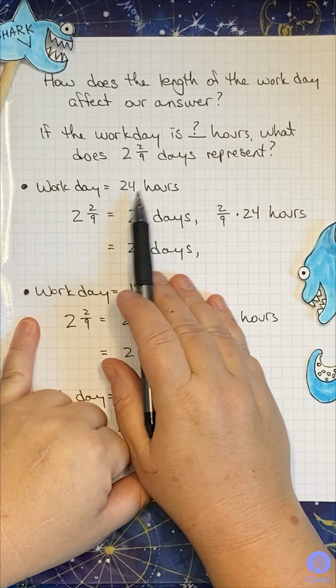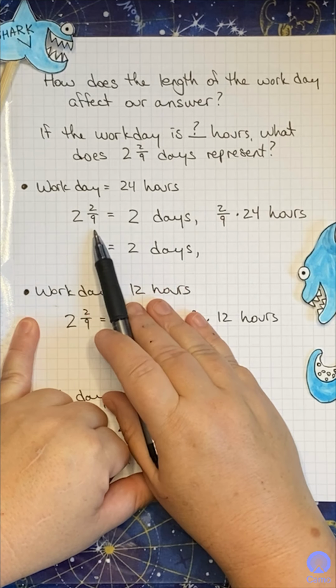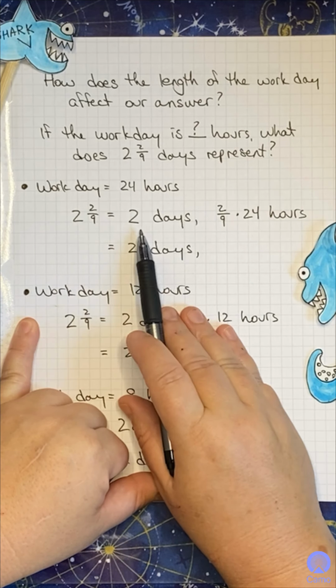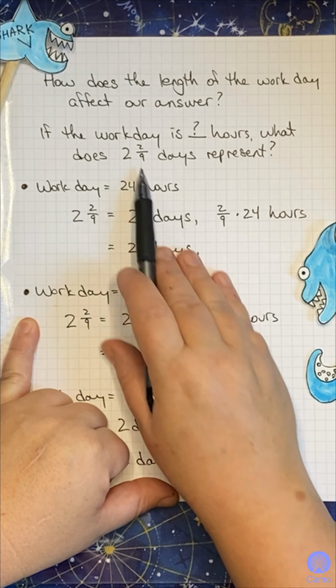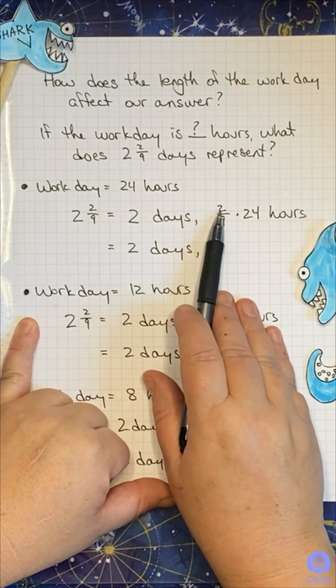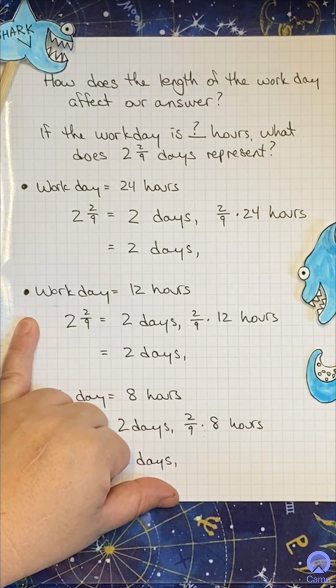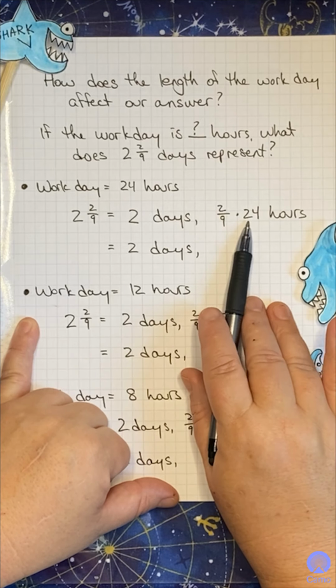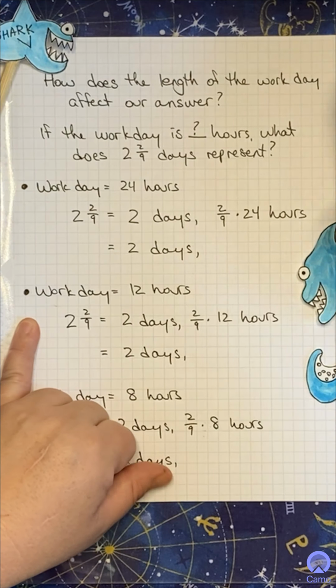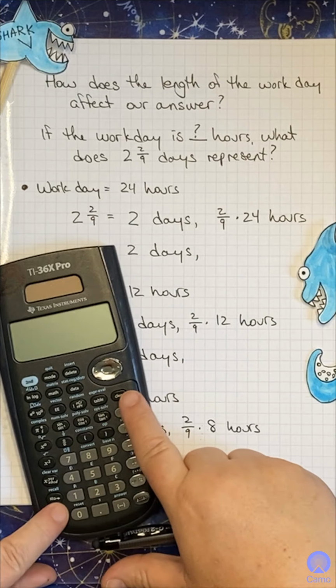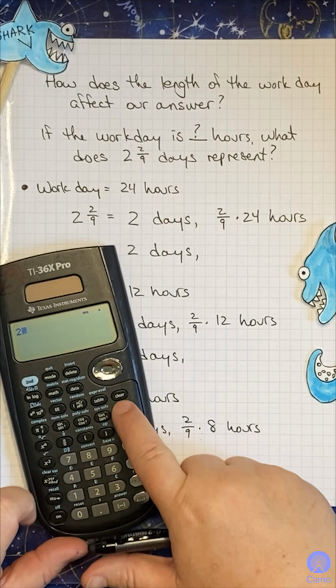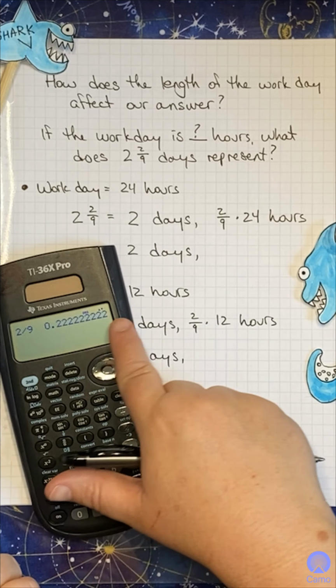If my workday is 24 hours, then in 2 and 2/9, the whole number is the number of days, right? Because the answer is in days, but the 2/9 of a day represents a fraction of the workday. If I multiply it times 24, so I come in here and I do 2 divided by 9, there's my decimal.